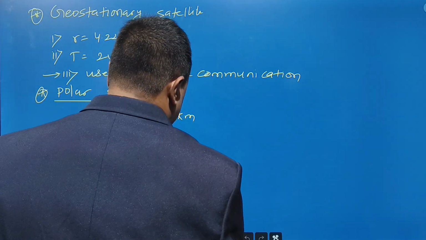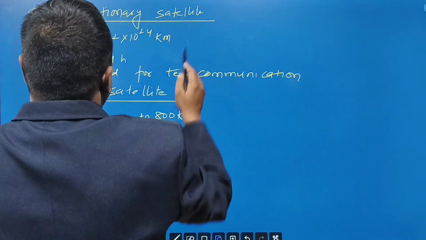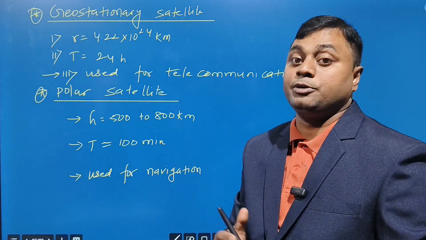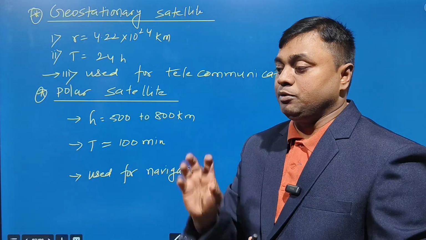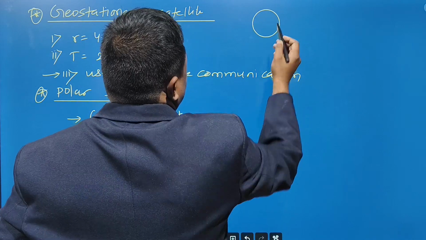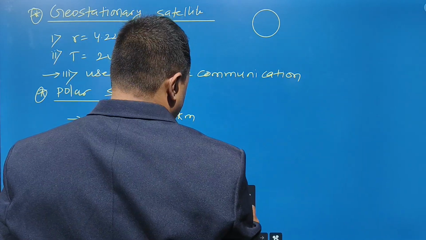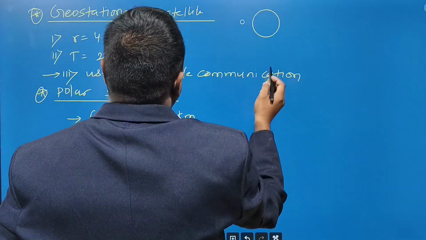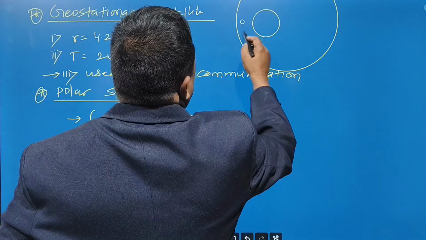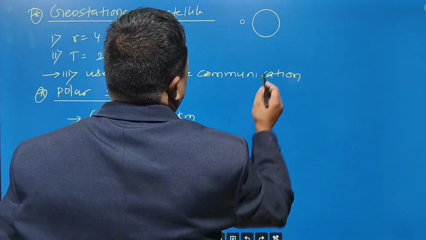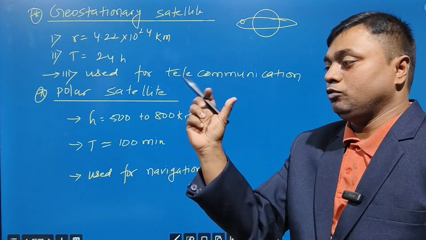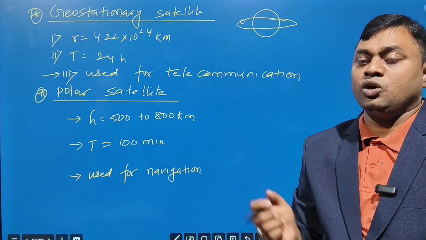Now let's talk about the geostationary satellite. There are two types of satellite, geostationary and polar satellite. Geostationary means it will be stationary with respect to Earth. Suppose this is the Earth and the satellite is there. How is it revolving? It is revolving along the equatorial axis like this, so it will be at rest with respect to Earth.